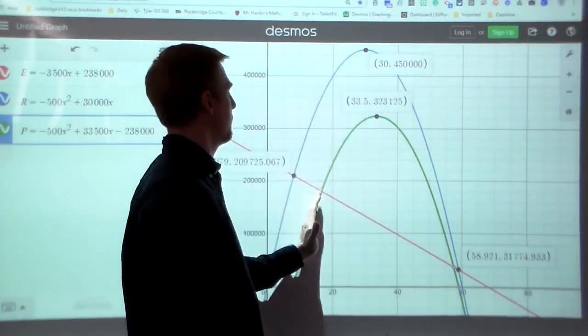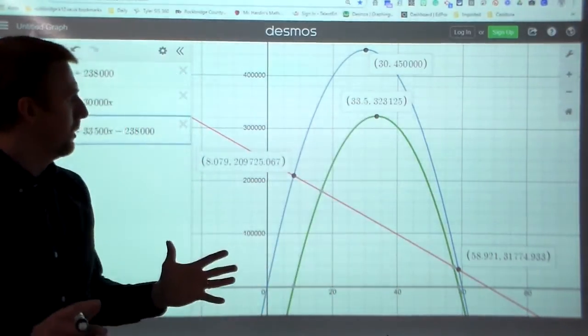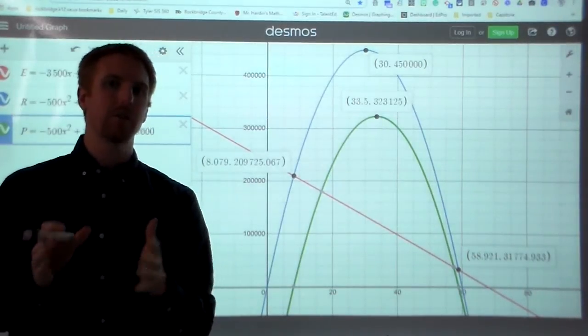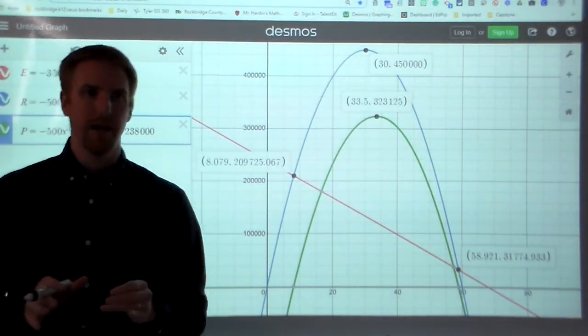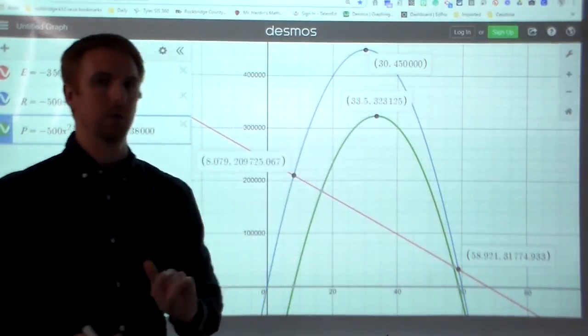So take your profit equation, graph that, ultimately there you go. That was what we were doing this whole unit. That was our goal. Find the selling price for your product, and that's it. $33.50 is what you want to sell it for, and here's the profit that you could possibly make.